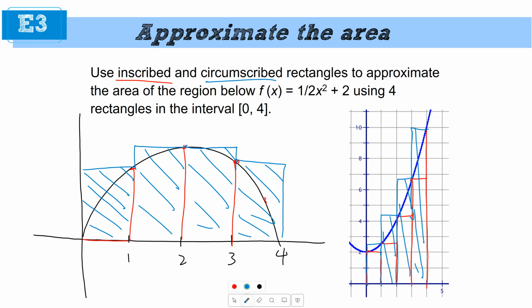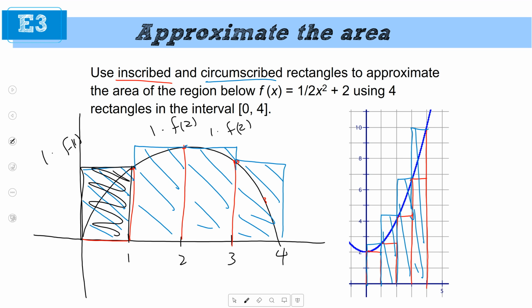How would I find the area of this first region? 1 times what? F of 1, correct. How about the second one? 1 times F of 2. Third one? 1 times, no, F of 2, because it hits on this value over here, and then the last one, 1 times F of 3. Notice that this rectangle and that rectangle are the same size.